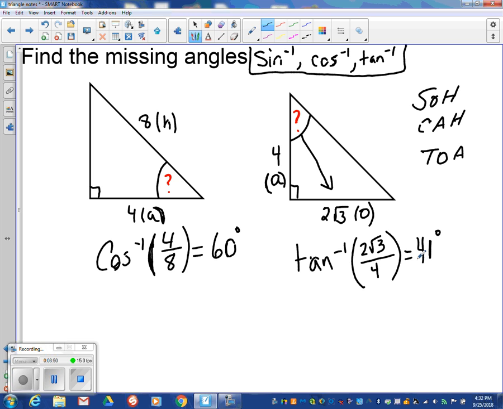Now, this answer and this answer, you got to get it from using your inverse trig ratios. Okay? So now your job is to try some of them and see what you can do with it.